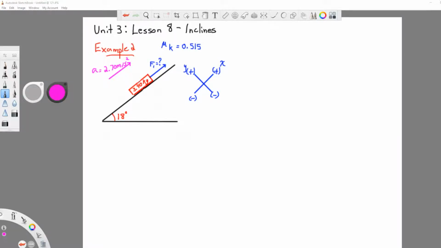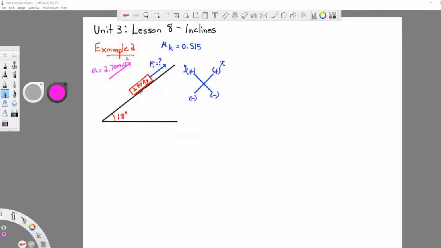All right, and welcome to Unit 3, Lesson 8 on inclines, example number 2, and this is the second of 2 examples for this lesson. Okay, so in this example, we have a 3.4 kilogram block, and it is accelerating up a slope. The slope is 18 degrees upwards. And this block is accelerating at a rate of 2.7 meters per second squared up this slope.